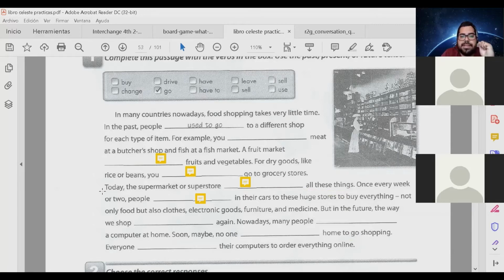Once every week, or two people driving their cars to these huge supermarkets to buy everything. We already mentioned that we have clothes, electronic goods, furniture. Ah, yes, furniture, guys. You can go and buy a chair or a table in there. Yeah, they sell many things. Plastic bottles, it's crazy. And medicine, yeah, because there is a drugstore, right?